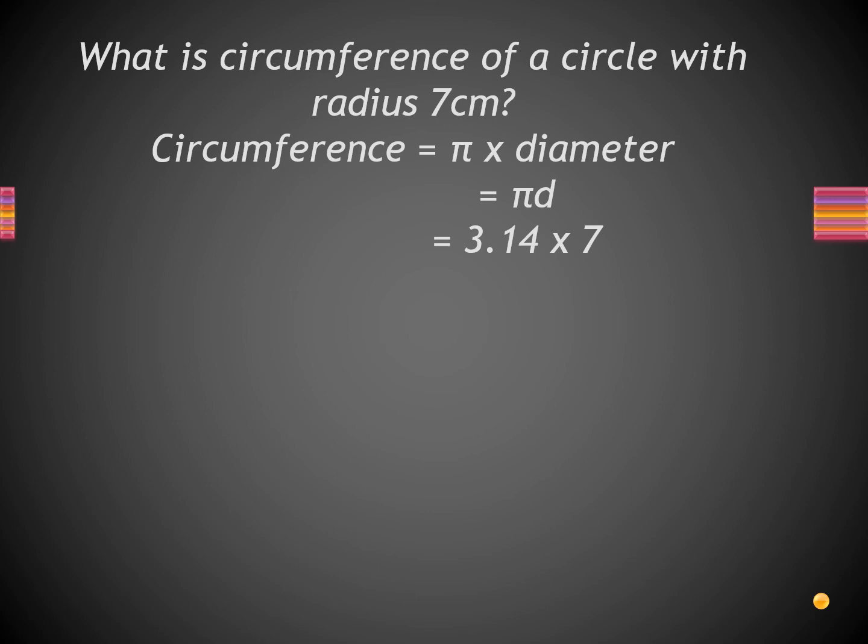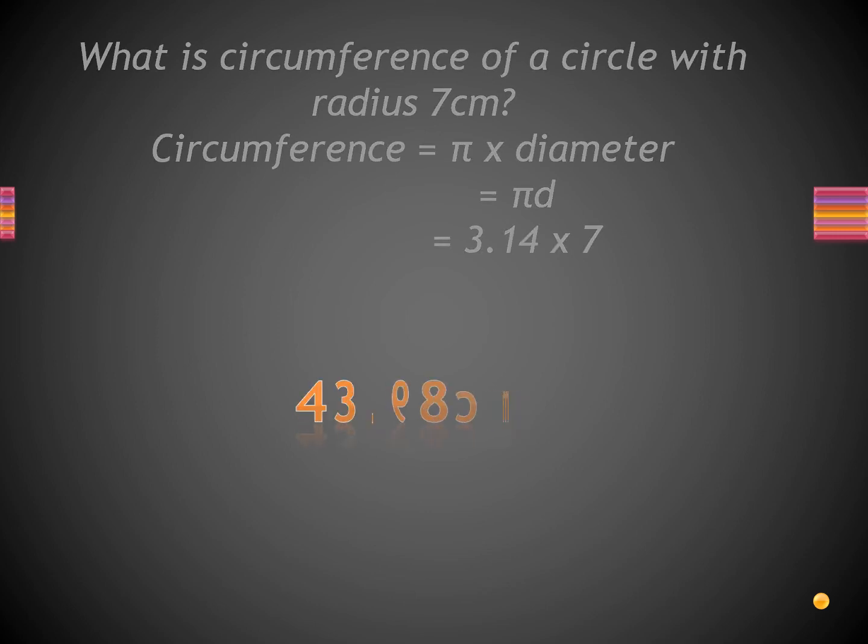And the last question. A circle with radius 7 centimeter. So the radius we have to double. So what is done here? Is it correct? 3.14 into 7 is not enough. The radius has to be doubled. That means 7 will become 14. So 3.14 into 14 will give you the answer 43.98. And the unit of circumference is just as the perimeter, centimeter or meters.